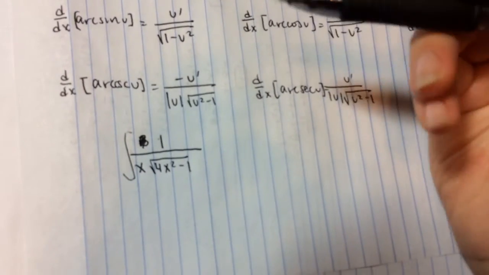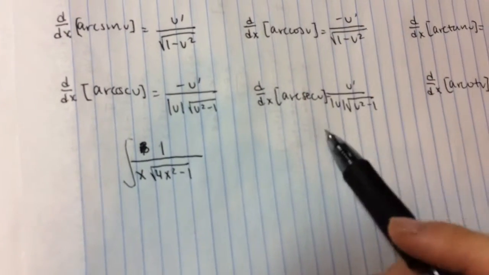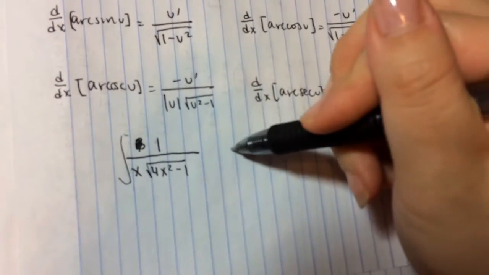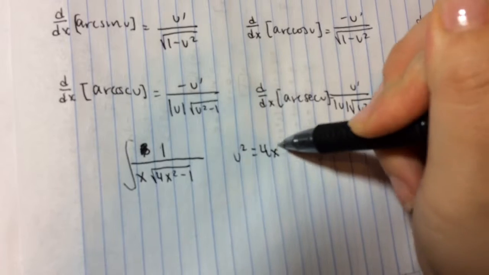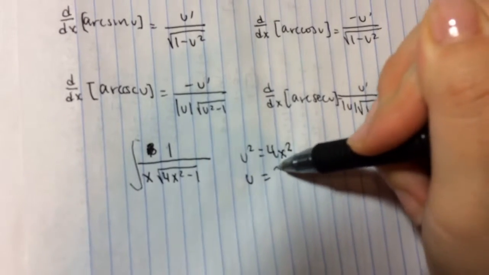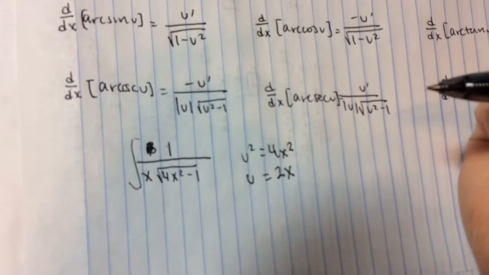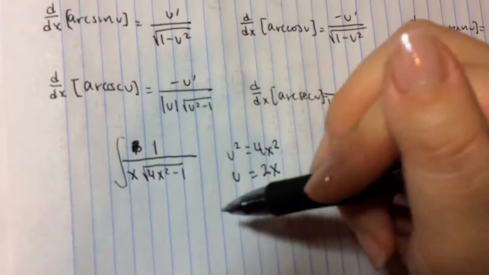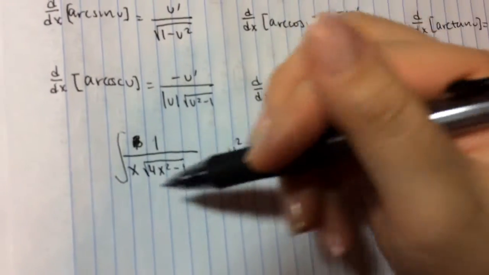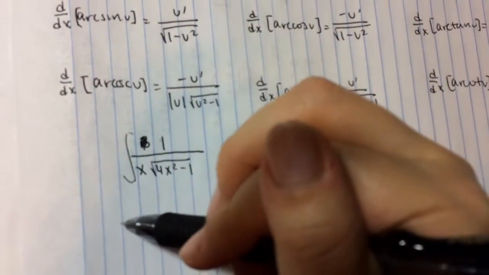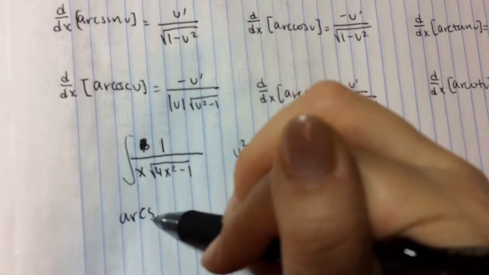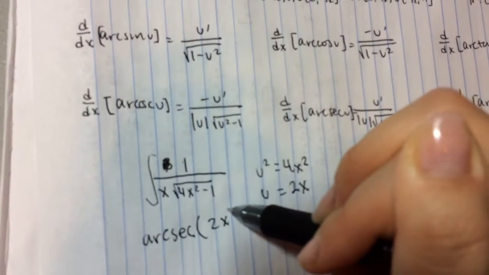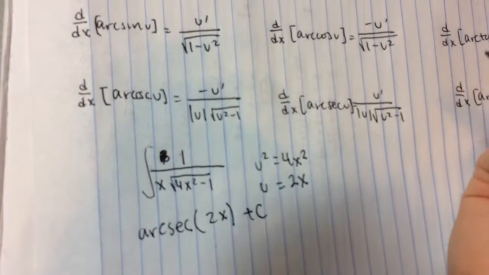Okay, so here the u would be in this position. So if u squared equals 4x squared, then we can say that u equals 2x. Make sense? And so in this way, the integral of this right here is the arc secant of 2x plus c.